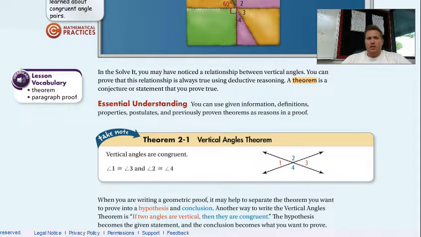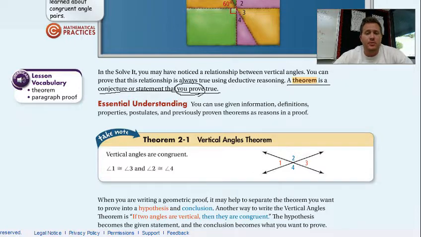Our first thing that we're going to write down is the definition of a theorem. A theorem is a conjecture or statement that you can prove true. That's the most important part: you can prove a theorem true. So we talked about postulates. Remember, we had our segment postulate and our angle postulate. Postulates are facts that we accept to be true. Theorems, on the other hand, we can prove to be true.